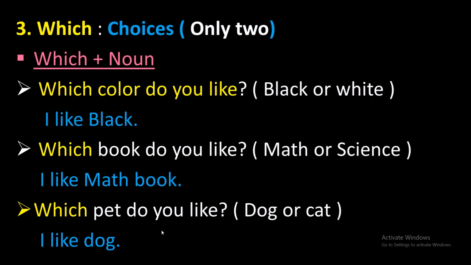So again here, don't get confused with what and which. We use what for choices, something for you to pick, but there are many choices that you can choose from, more than 2: 3, 4, 5. But which, most of the time we use it like what, but there are only 2 choices. You have to pick up one. I give you 2 choices: black or white, math or science book, cat or dog.